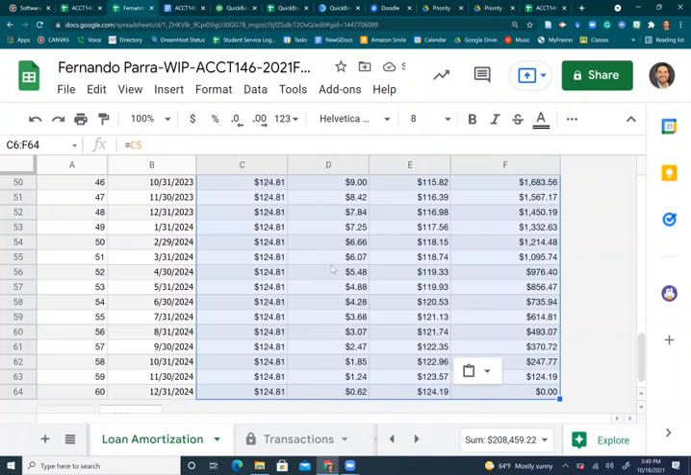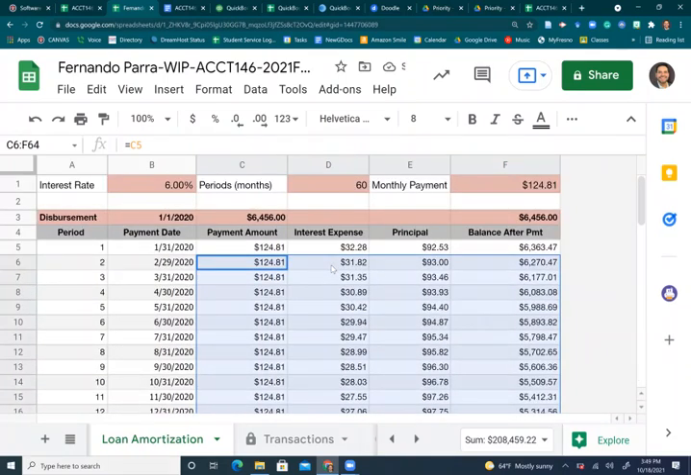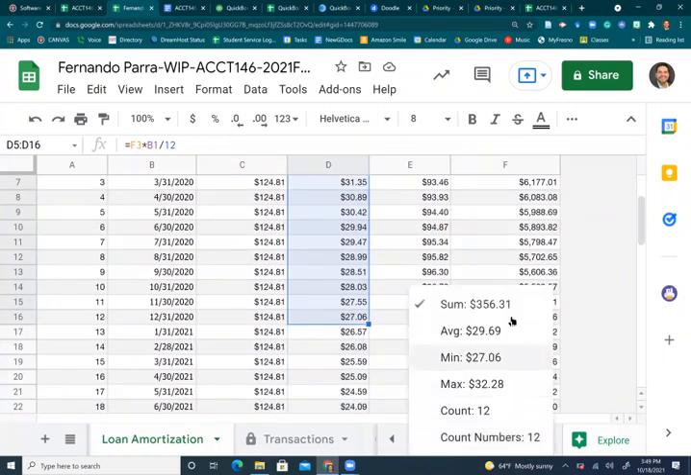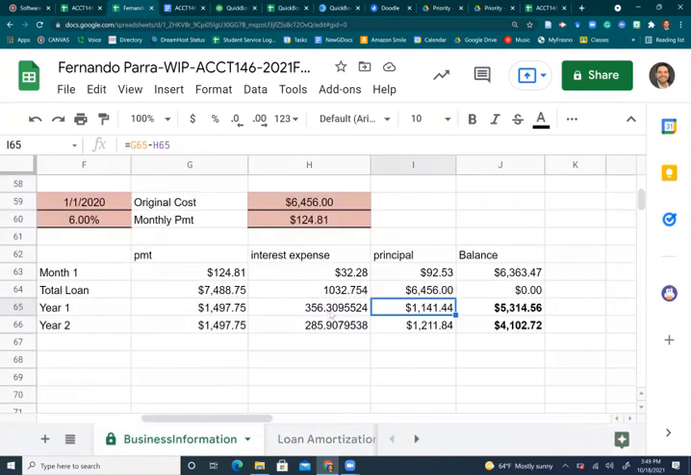And that's it, right? So now if I wanted to see what was the interest expense that was paid for the first 12 months, then I can go here and I should be able to see the same thing as I saw in the spreadsheet, right? 356.31. I should have that at the beginning, right? What I did, 356.31. Does that make sense?